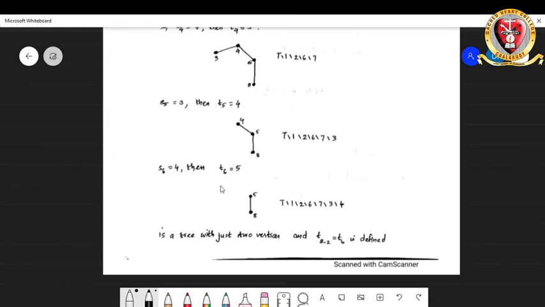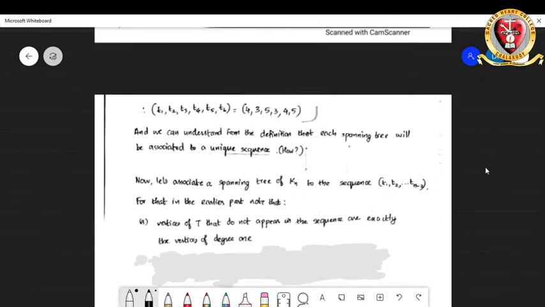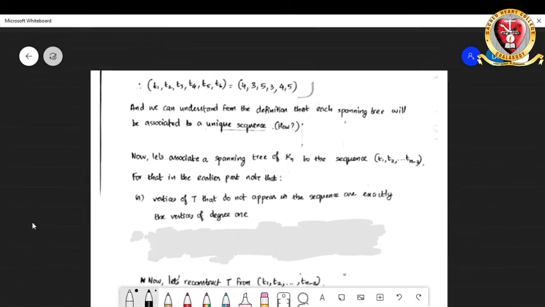And we have obtained till T6. We had 8 vertices, so 8 minus 2, 6 coordinates are obtained, and we can form the corresponding sequence like this. Sequence T1, T2, T3, T4, T5, T6 is equal to sequence 4, 3, 5, 3, 4, 5. That is what is obtained here. So here we can also understand that each spanning tree will be associated with a unique sequence. You can just think why it is a unique sequence.